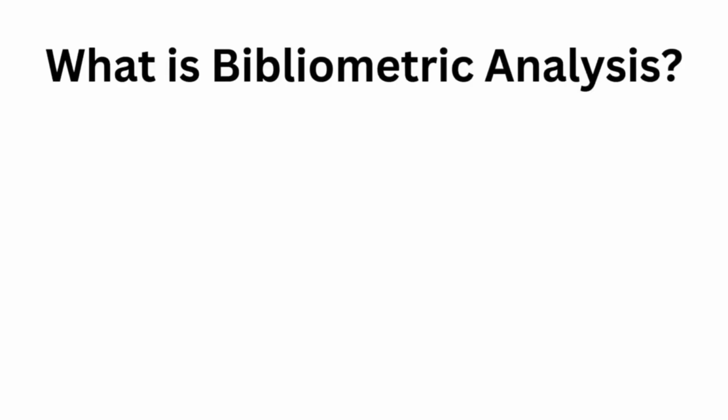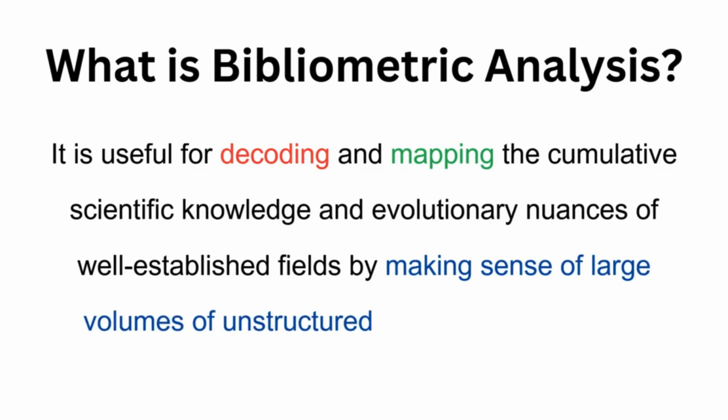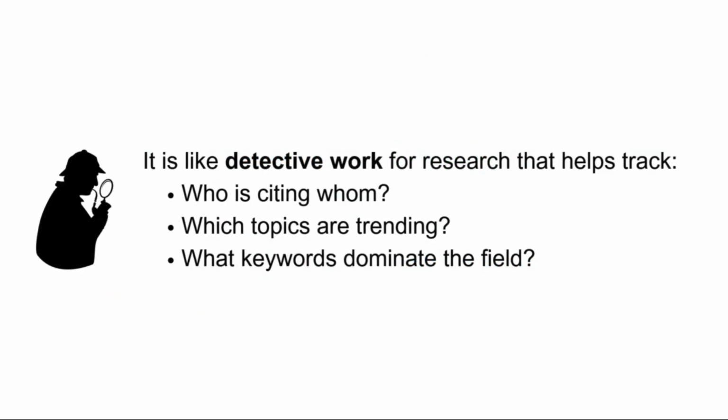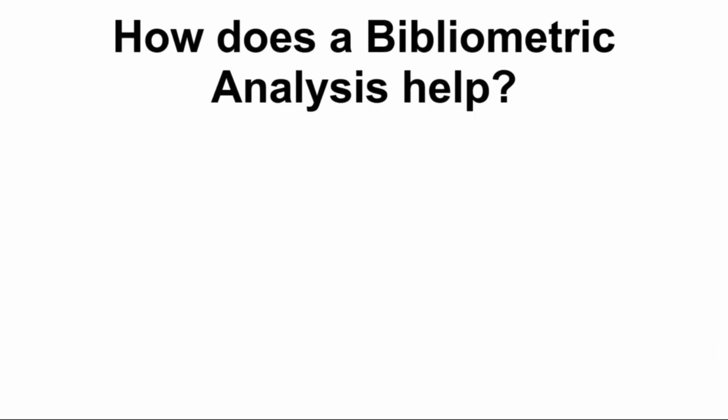What is bibliometric analysis? It is useful for decoding and mapping the cumulative scientific knowledge and evolutionary nuances of well-established fields by making sense of large volumes of unstructured data in a rigorous way. So you have a large set of data which is unstructured, which means nothing by immediately looking at it. So you decode it and then you create maps to make links and to establish connections between them. Bibliometric analysis is just like detective work for research that helps track who is citing whom, which topics are trending, and what keywords dominate the field.